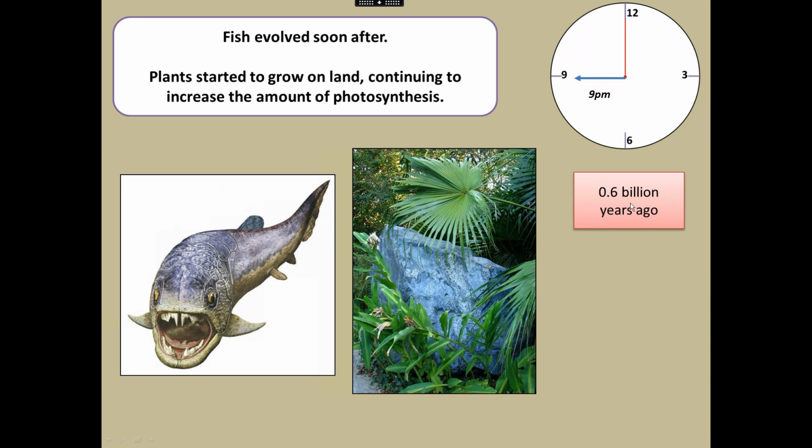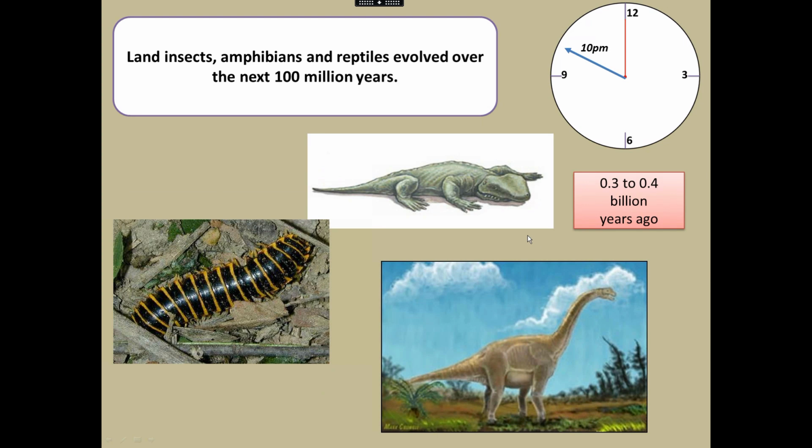At the same time, plants moved onto the land. So there were then plants on land as well as in the ocean. So that helped to continue the amount of photosynthesis. Then some fish began to evolve, move up onto the land as reptiles, and then also some of the sea insects moved onto the land as land insects. That was about 400 million years ago, 10 p.m.